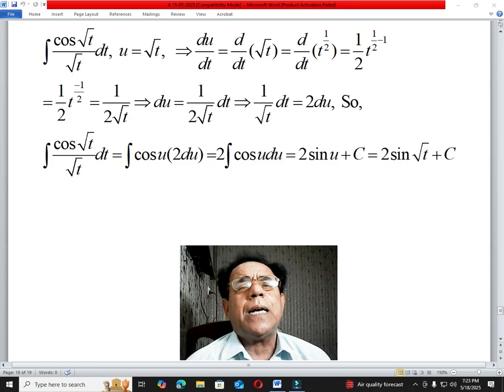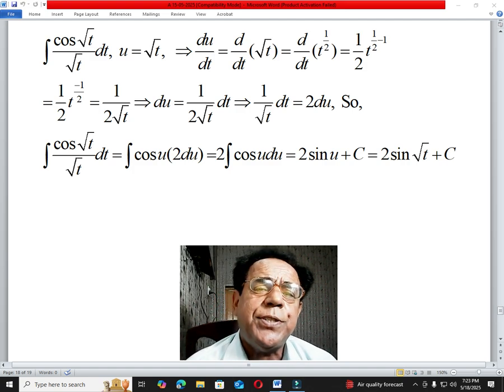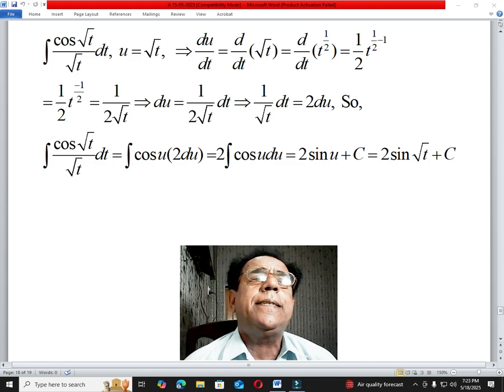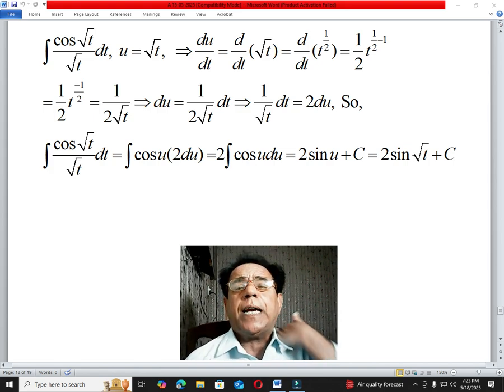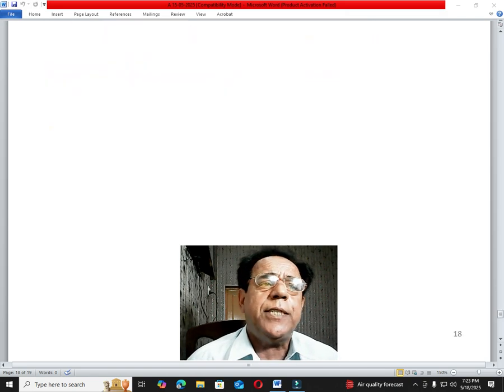To this extent our answer is complete, but the only step remaining is that in the last we will once again resubstitute u by its original value, that is t square root or t under root or t raised to power 1 by 2. So our answer will become 2 into sin of square root of t, or t raised to power 1 by 2, plus c.